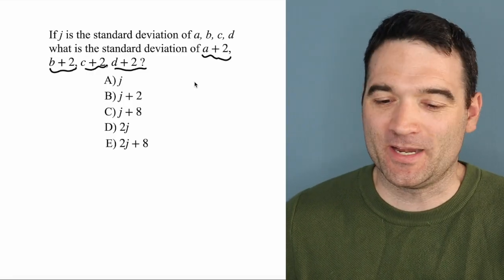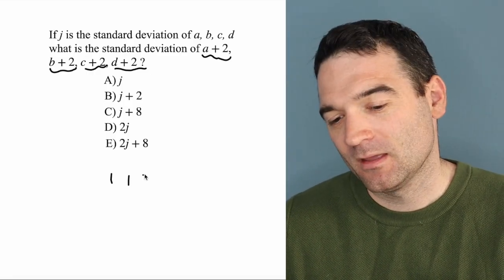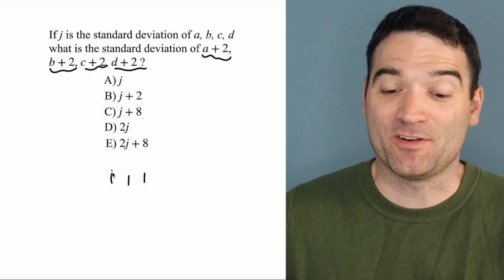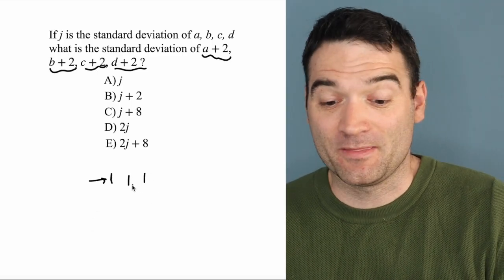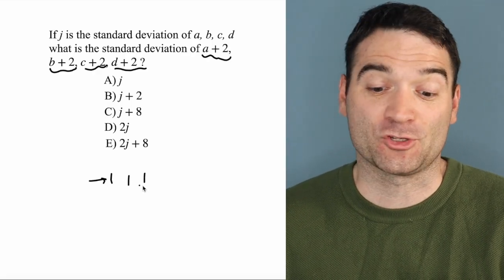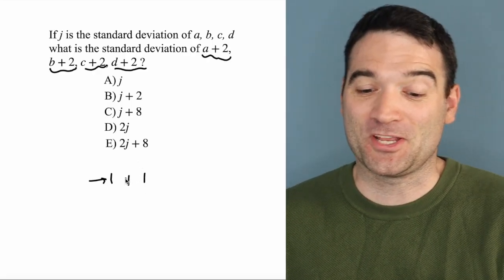I'll give you a concrete example here. Take this set of numbers, 1, 1, 1. That's not a very spread out set of numbers. In fact, this has a standard deviation of 0. There is no deviation from the average. The average is 1 and all of the numbers are 1, so there's no standard deviation.